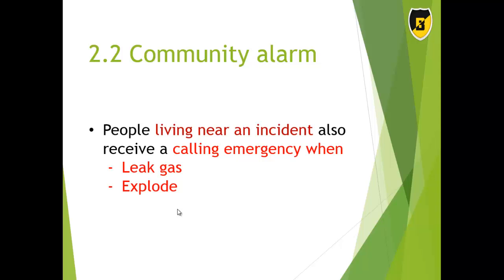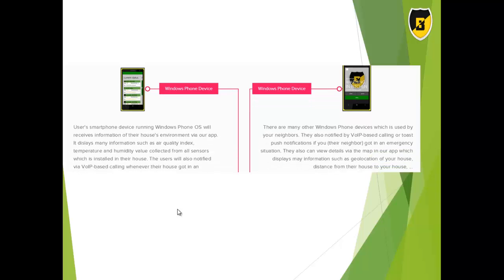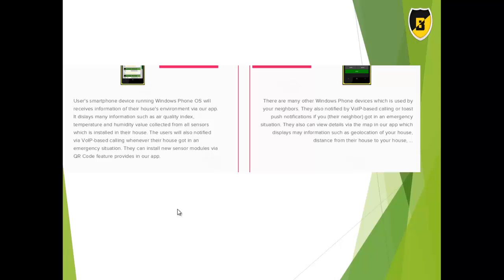Let's look at our system architecture. There are three components. The first one is the user smartphone running the Windows Phone operating system. It will receive information about their house via our application. It displays information such as air quality index, temperature, and humidity.